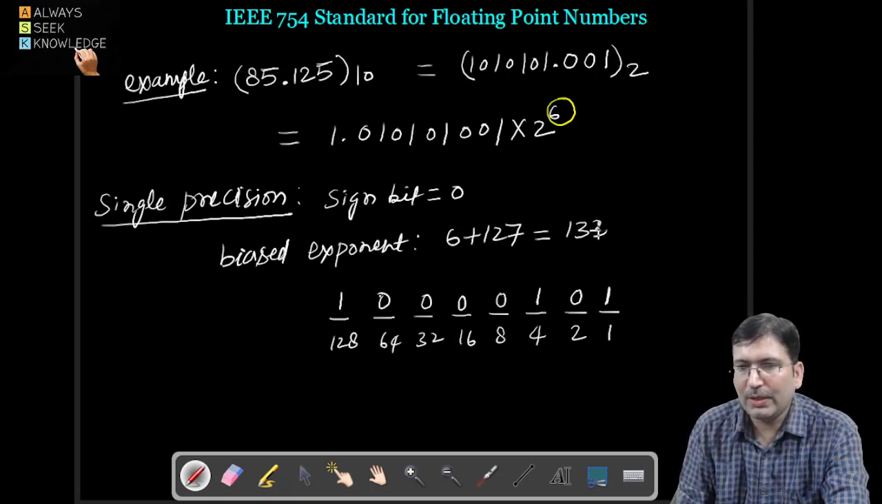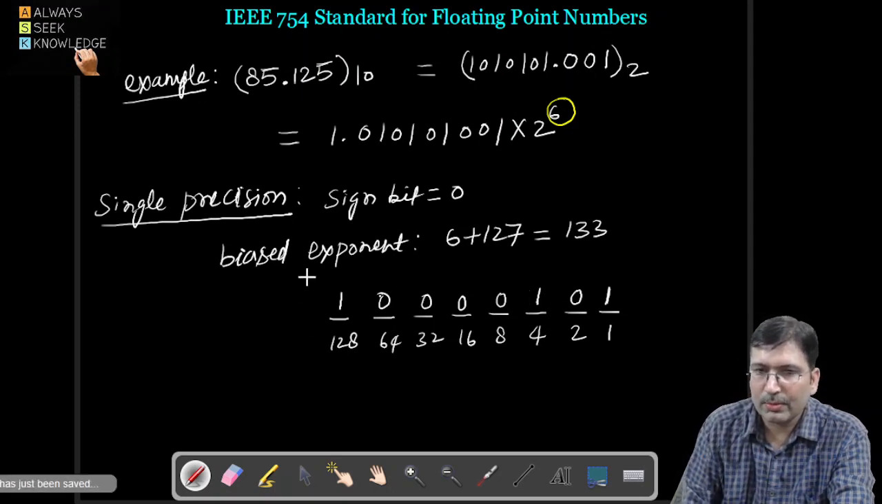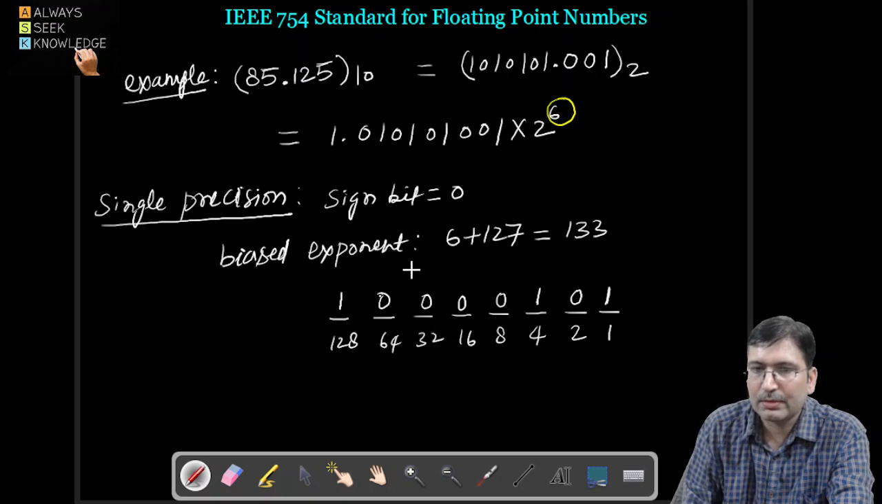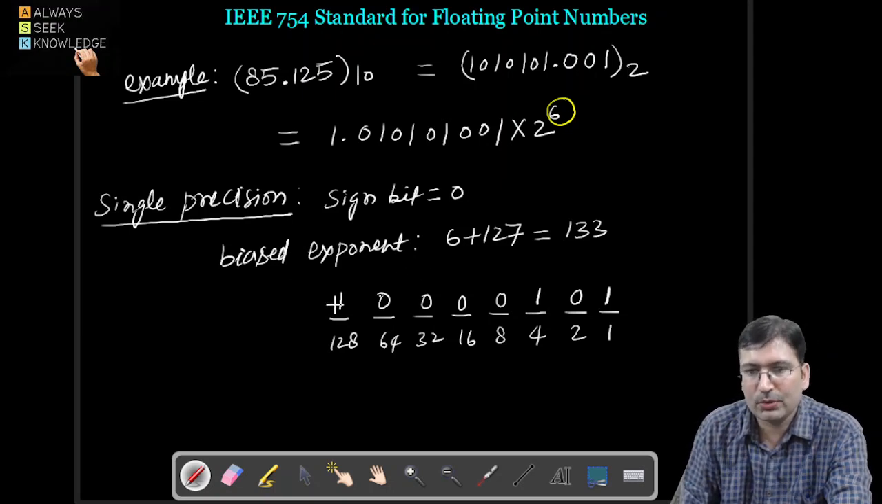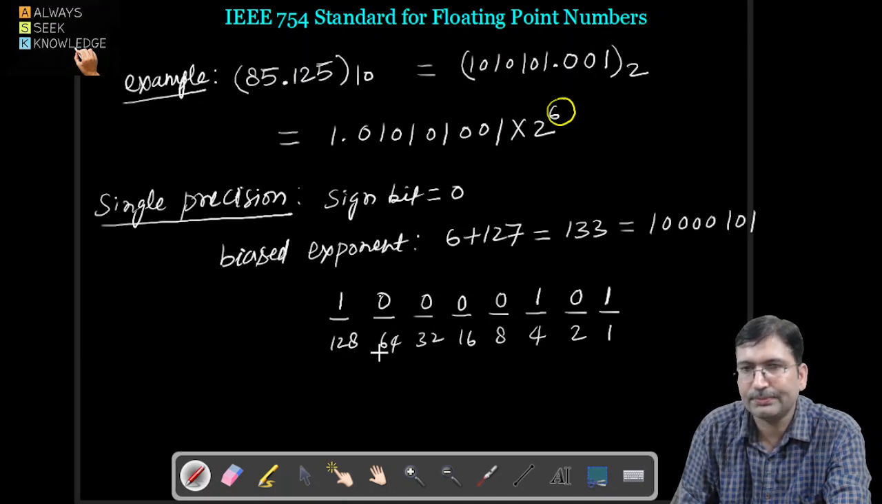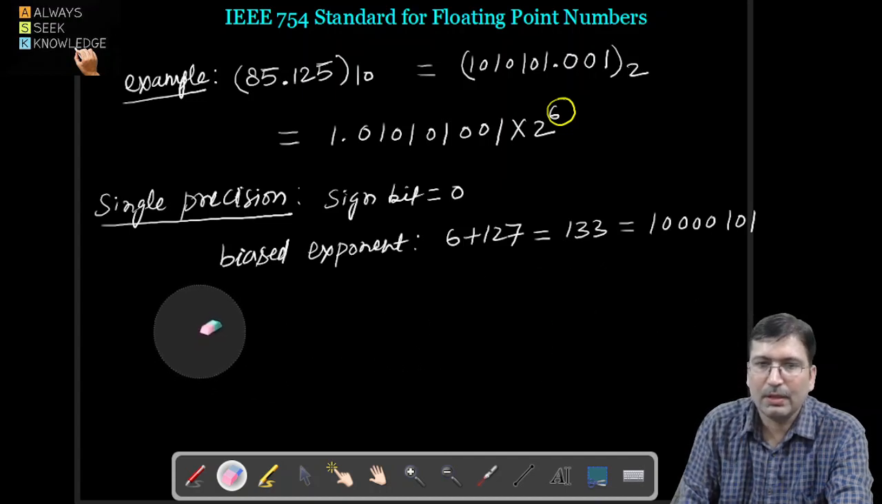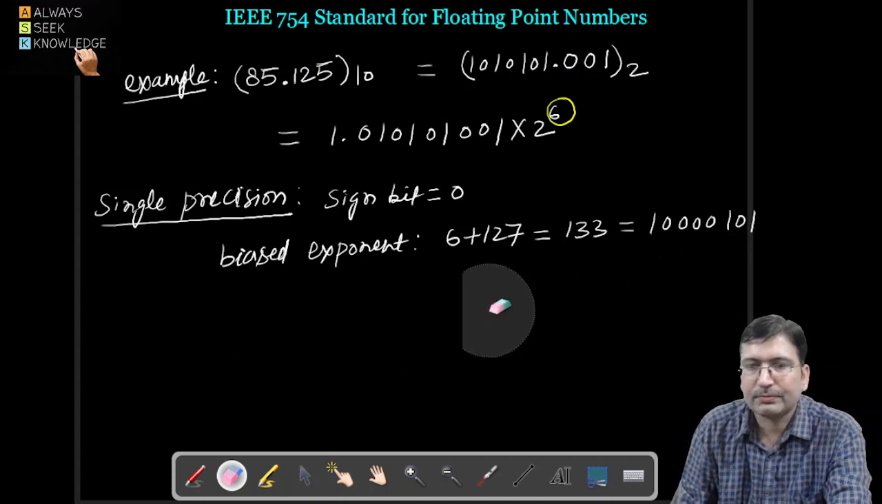So you can convert 133 into binary like this. That means your biased exponent in 8-bit, you will store 1, four times 0, then 101. So your biased exponent will be 1 0 0 0 0 1 0 1. So this is your biased exponent.